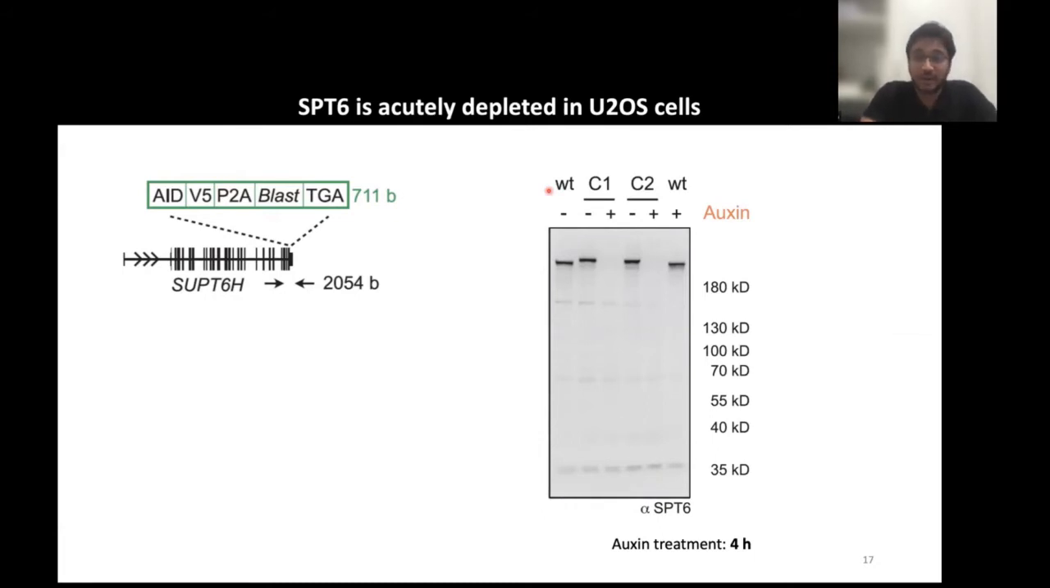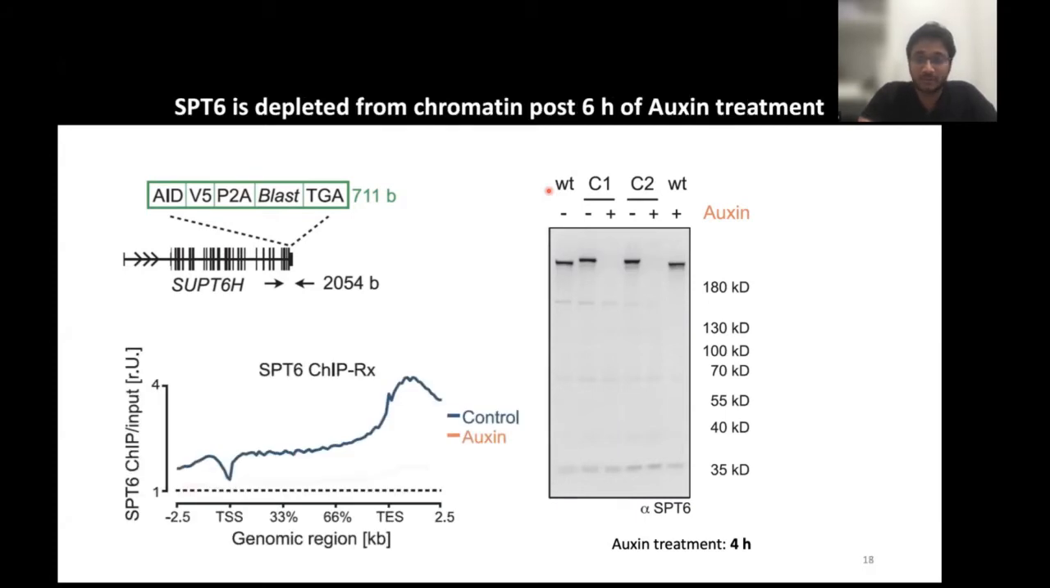We also wanted to see the binding of SPT6 on chromatin. For that, we carried out ChIP-Rx, the spike-normalized ChIP-seq. What you see over here in control condition, the blue, which will always be the control condition in my talk, and orange will be the auxin condition. You can clearly see that SPT6 starts binding after the RNA-Pol2 pause release, and it's evenly binding throughout the gene body, then accumulating after the end site, similar to the RNA-Pol2 elongating behavior. As expected, after auxin treatment for 6 hours, we clearly see the SPT6 binding on chromatin is completely abolished.